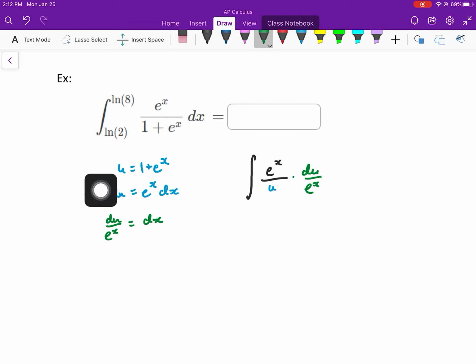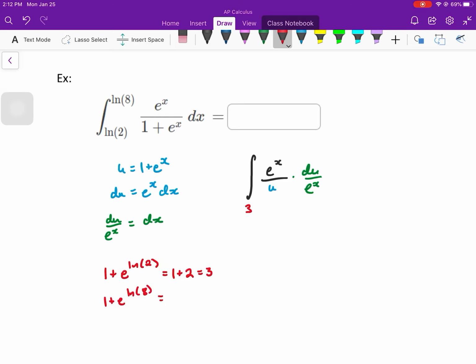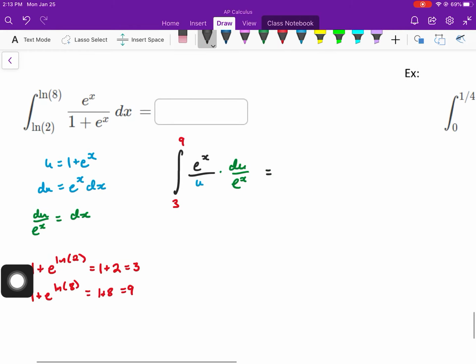But we have this natural log of 2 and natural log of 8 to deal with. So let's think about this for a bit. So 1 plus e to the natural log of 2. Remember, e and natural log cancel out. So that's really going to be 1 plus 2, which is 3. Similarly, 1 plus e to the natural log of 8 is going to be 1 plus 8, which is 9. Remember, e and natural log will just cancel each other out. So simplify this integral a bit.